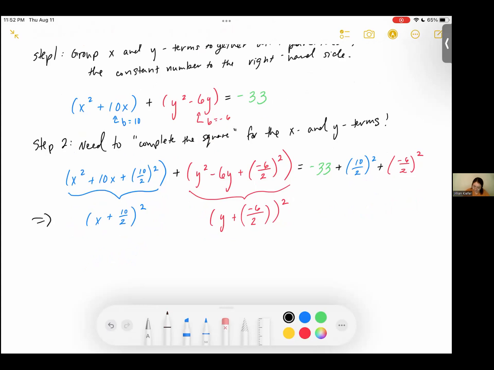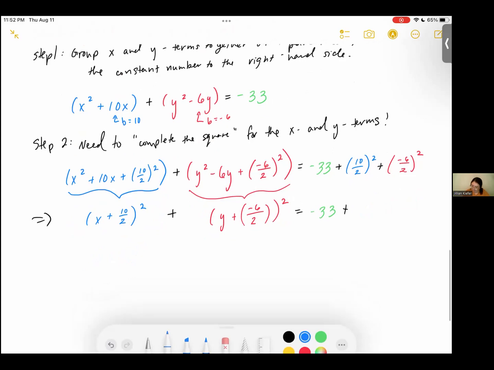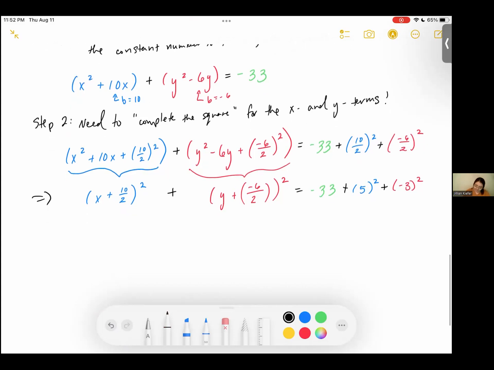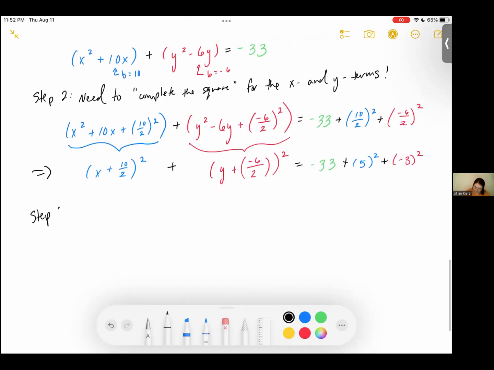So we're simplifying here in this case. And then on the left-hand side, we can simplify those values. We've got negative 33. 10 divided by 2 is 5. So we've got plus 5 squared. Negative 6 divided by 2 is going to be negative 3. So plus negative 3 squared. From now on, we are simplifying. So step 3, simplify.